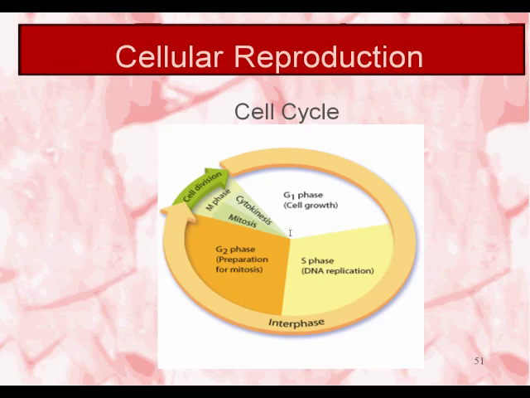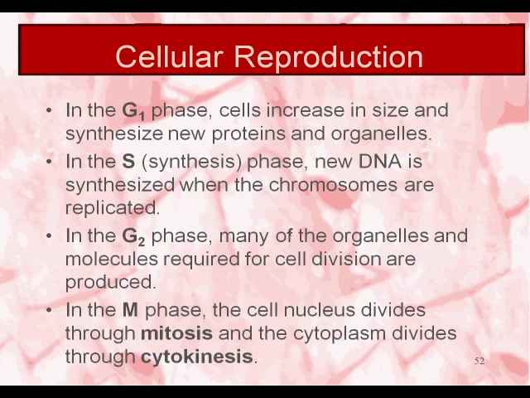Let's briefly look at what goes on in the cell cycle. In G1, the cell is going to increase in size and produce new proteins and organelles. In the S phase, DNA is replicated or synthesized. In G2, you have more growth and production of organelles and molecules that are required for cell division. In the M phase, the cell nucleus divides through mitosis, and the cytoplasm divides through cytokinesis.